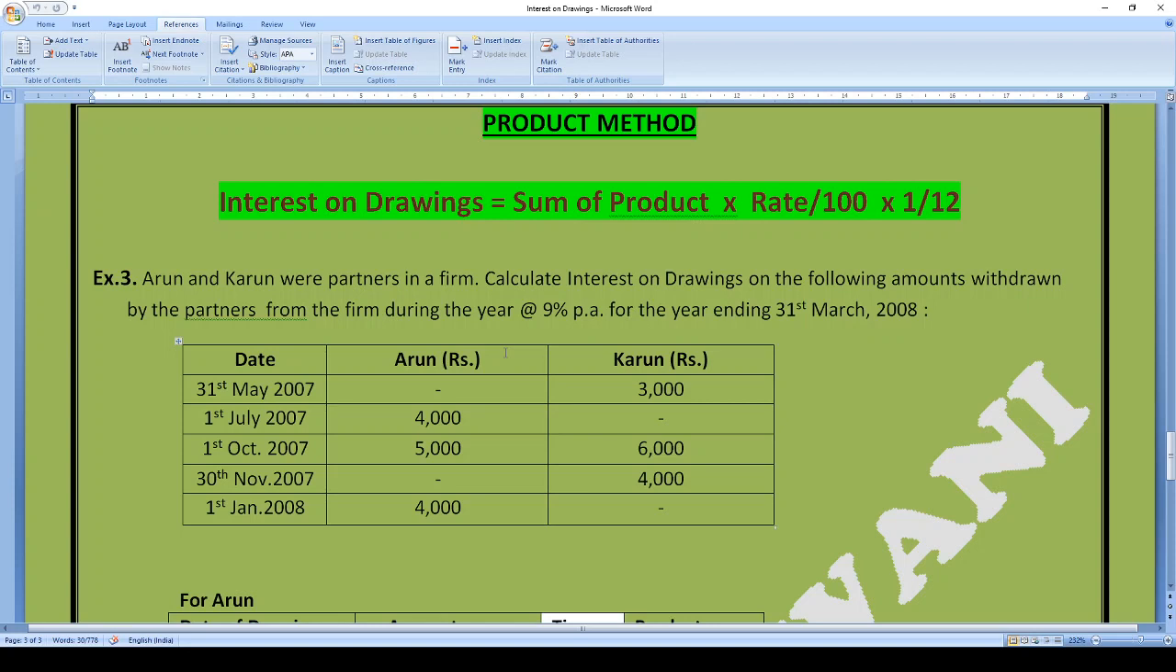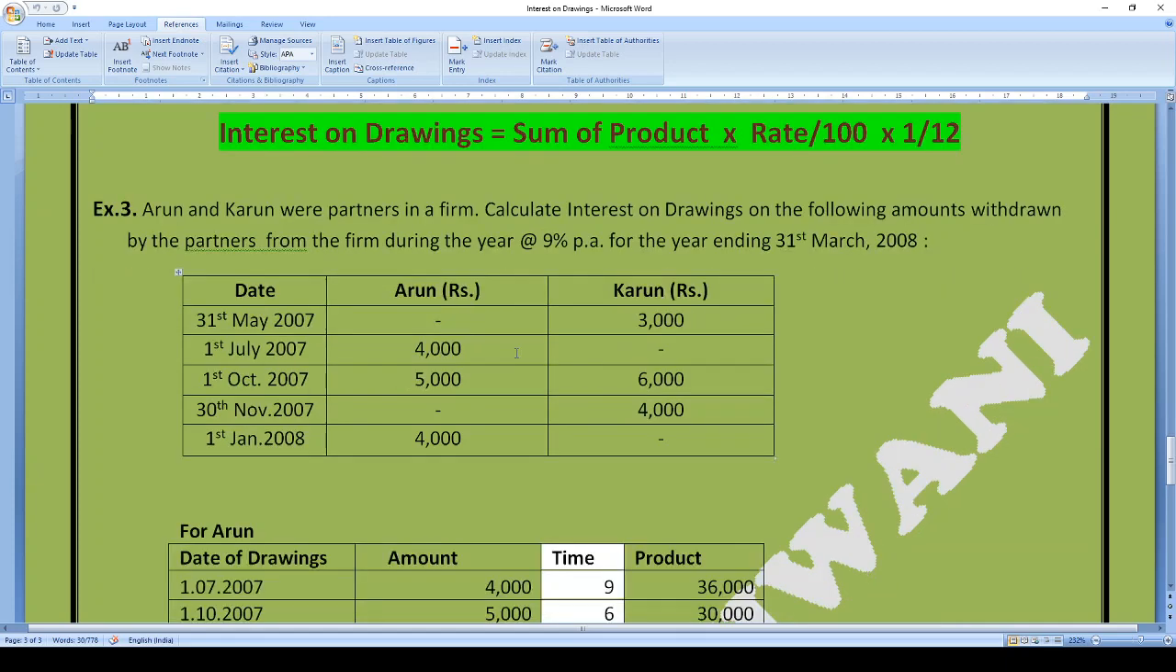Arun and Karun were partners in a firm. Calculate the interest on drawings on the following amounts withdrawn by the partners from the firm during the year at the rate of 9% per annum for the year ending 31st March 2008. Keep it in mind that this year end date, please keep it in mind. You have to make the calculation of time element till the year end date, right?